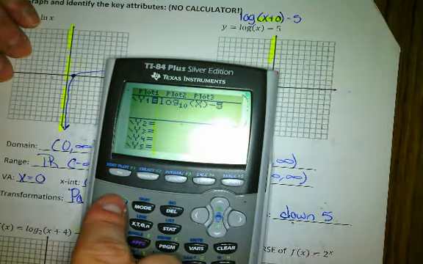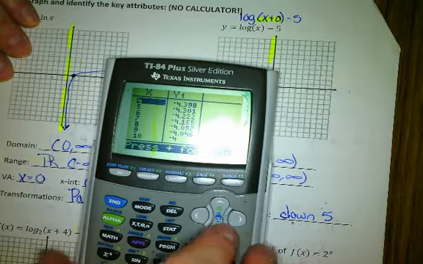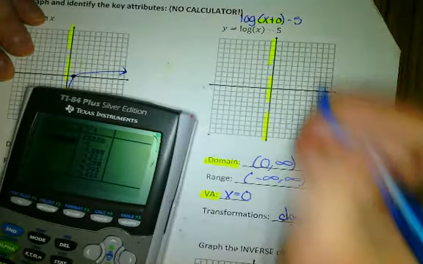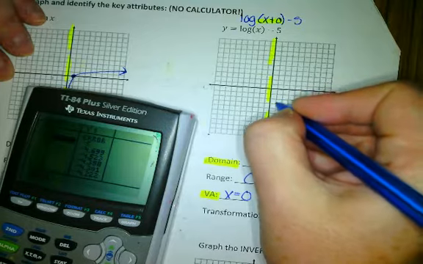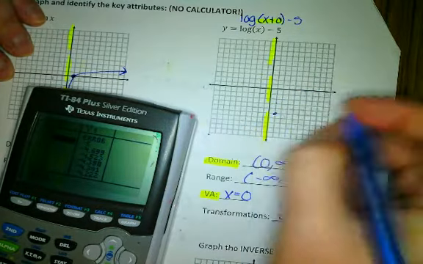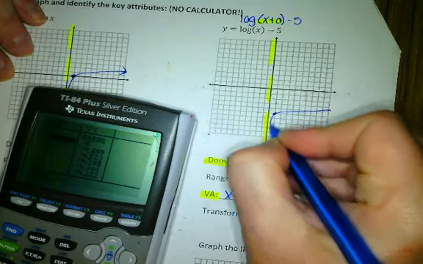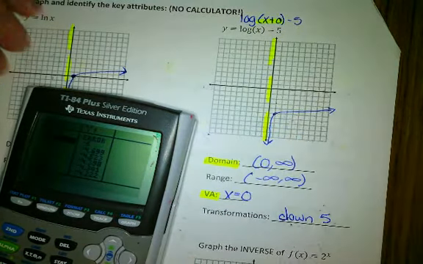Now, if I wanted to put this in my calculator, I would have that. And I can go to my table and just pick a few good points. So I have a good point at 1, negative 5. Okay? And then at this point, I'm just going to sort of estimate about where it is.